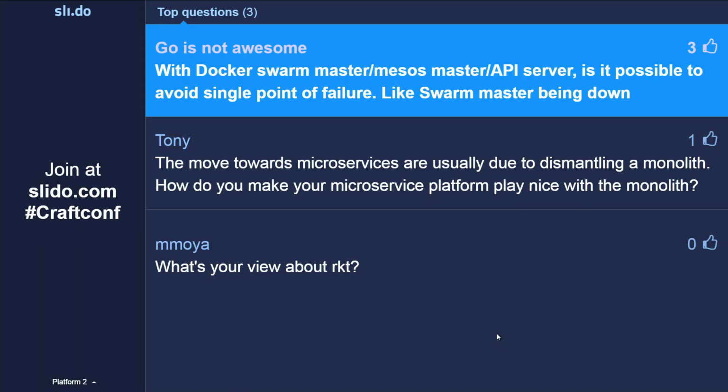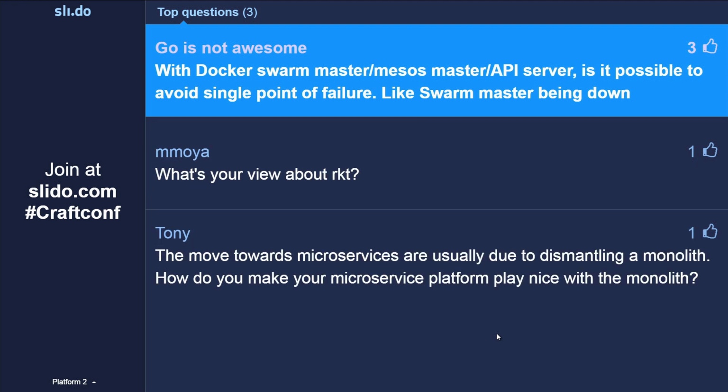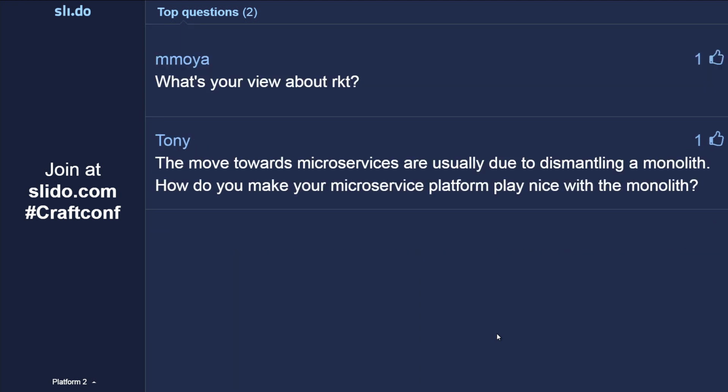We have time for just a few more questions. Tony asks, the move towards microservices is usually due to dismantling a monolith. How do you make your microservice platform play nice with the monolith? Good question. Do it really gradually. I'm very serious about this. If you've got a monolith and you want to move to microservices, pull out one little microservice and ship it into production. Patterns like the Strangler pattern can help.